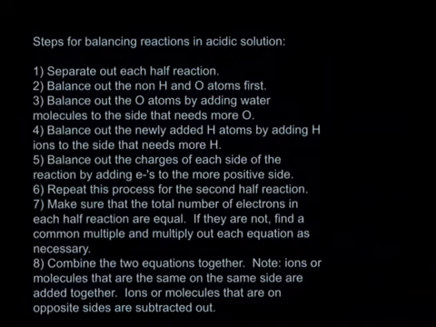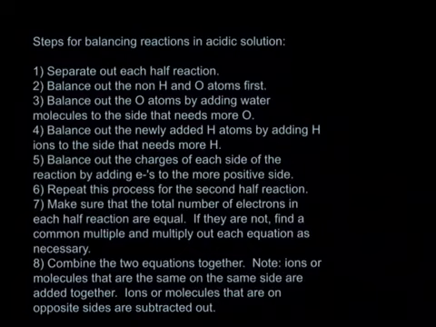In some cases, you have to multiply out both equations, and again, just a reminder, like we've talked about in class, make sure you go back at that point and double check that all of your atoms are still balanced and that your charges are still balancing on both sides of your equation. The last thing that you're going to do is to combine the 2 equations together, and note that ions or molecules that are the same and on the same side are then added together, and ions or molecules that are on opposite sides are subtracted out.